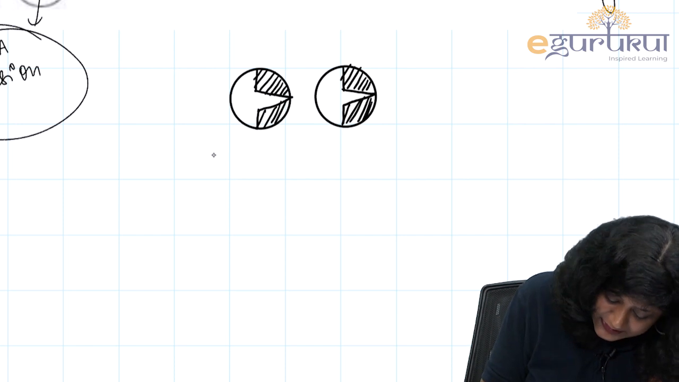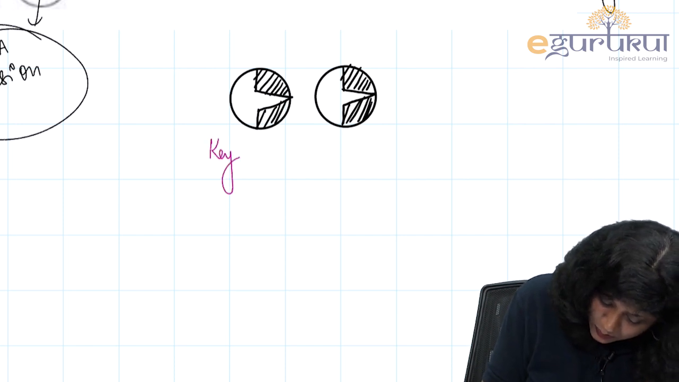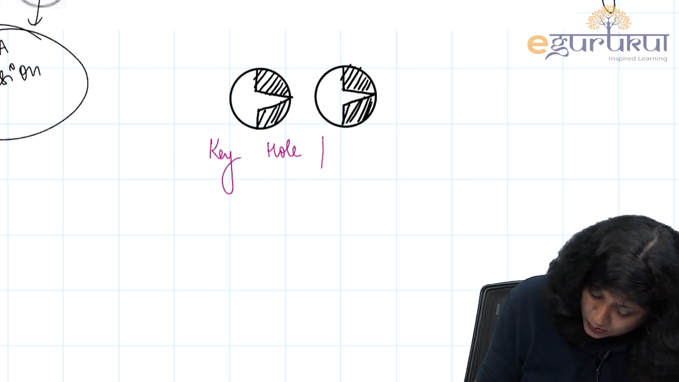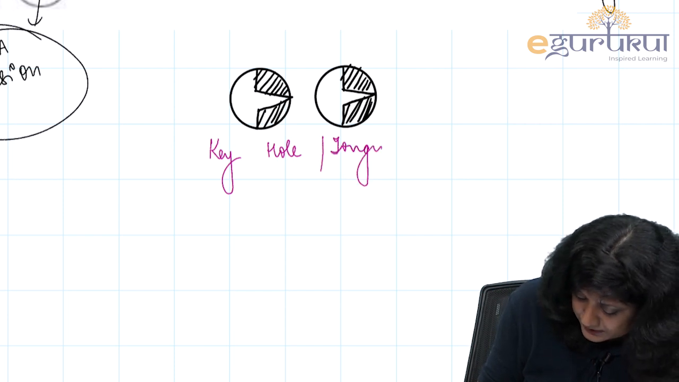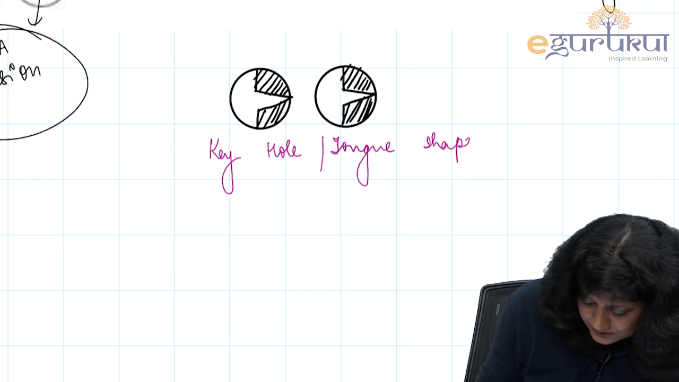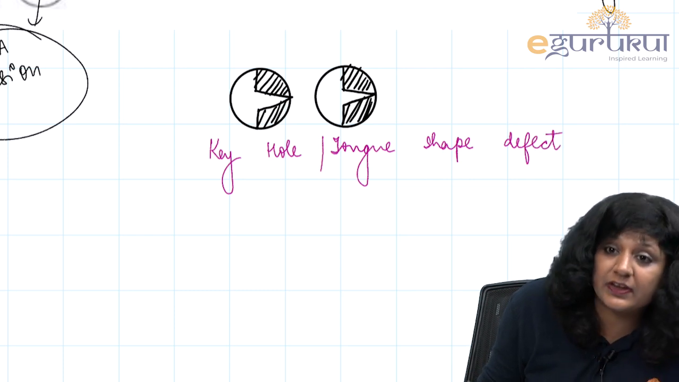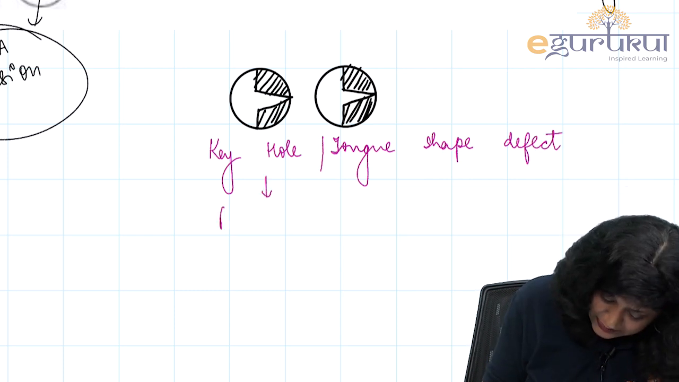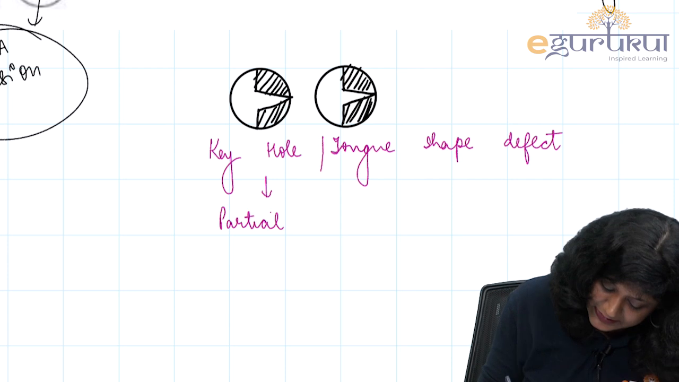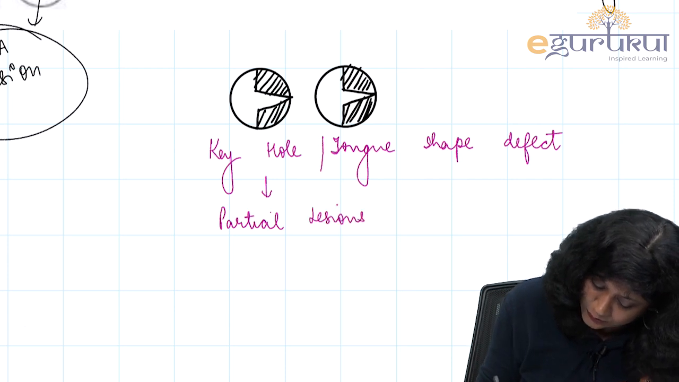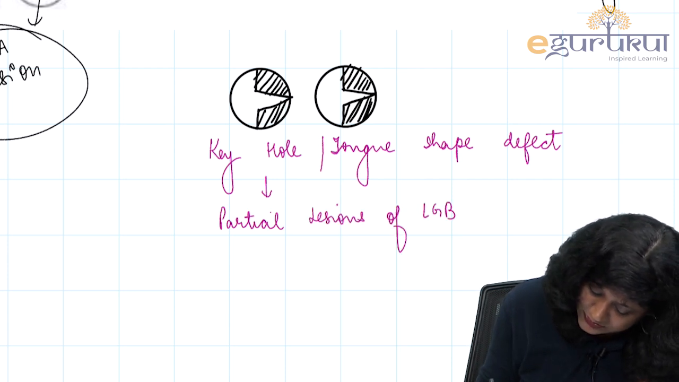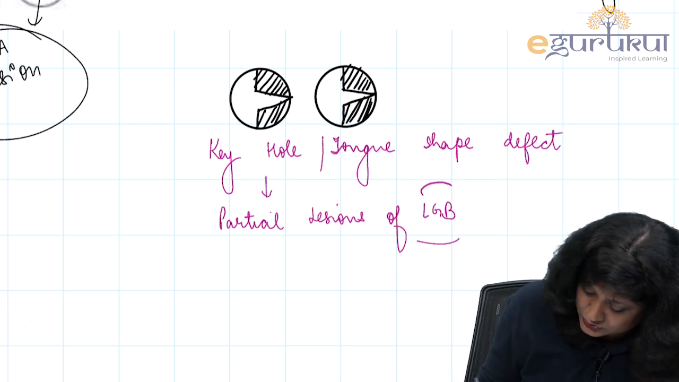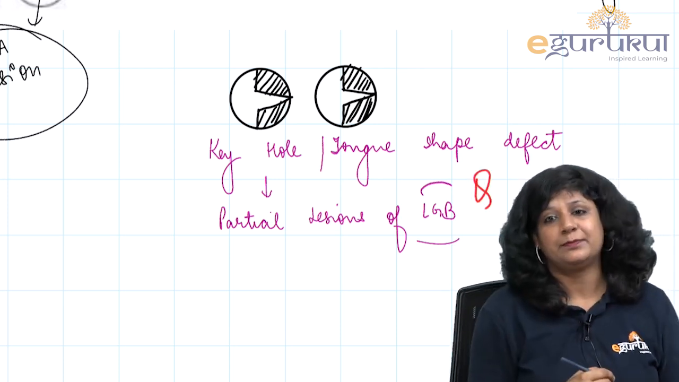This is called the keyhole or tongue shape defect, right? Very, very important. And this we get in the partial lesions of the lateral geniculate body. Partial lesions of the lateral geniculate body.